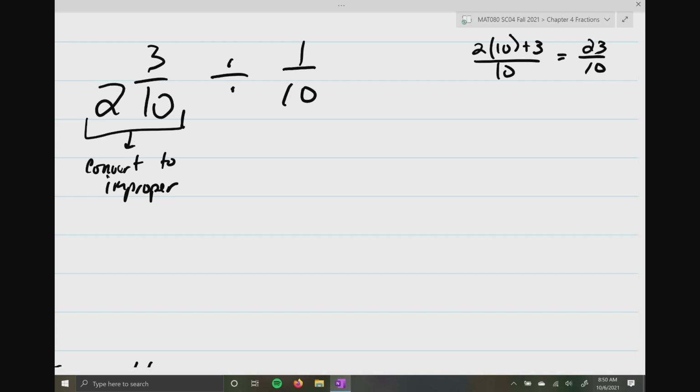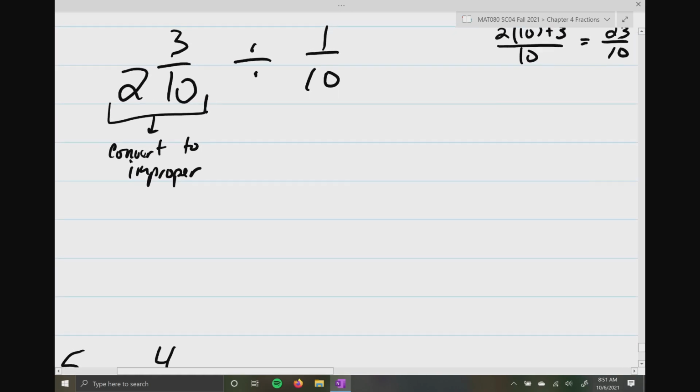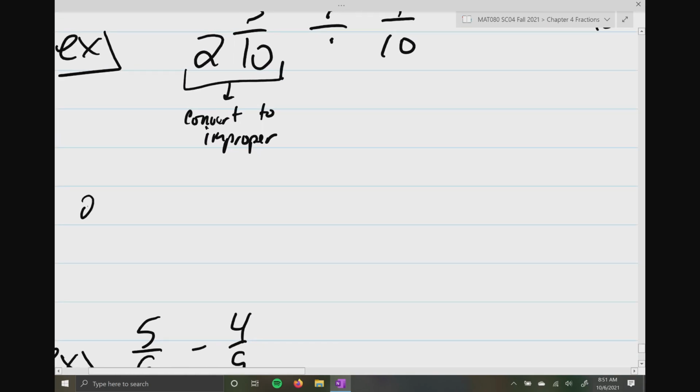Crystal, were you going to ask a question? Yeah, so it would be 10 times 2 plus 3? Isn't that the same thing? Yeah, that was the first thing that came to mind. You have to convert a mixed number to an improper fraction when you're multiplying or dividing. Okay? So now I can write the problem as 23/10 divided by 1/10.